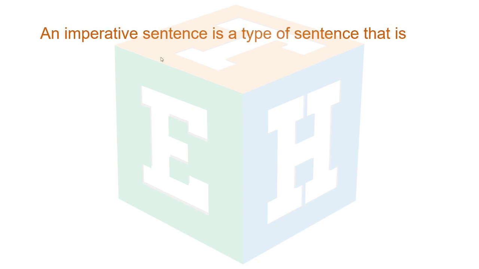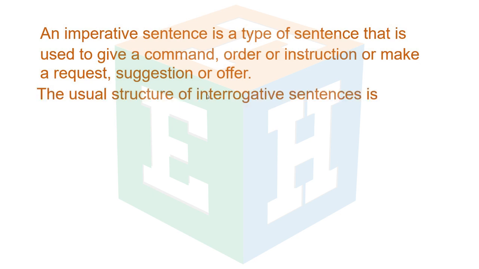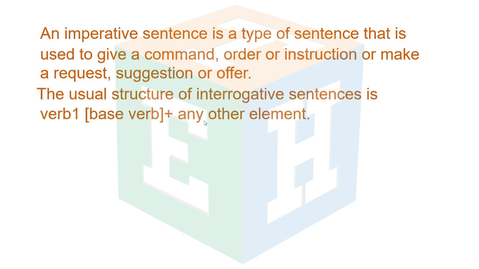An imperative sentence is the type of sentence that is used to give a command, order or instruction, or make a request, suggestion, or offer. The usual structure of imperative sentences is verb 1, that is the base verb, plus any other element.